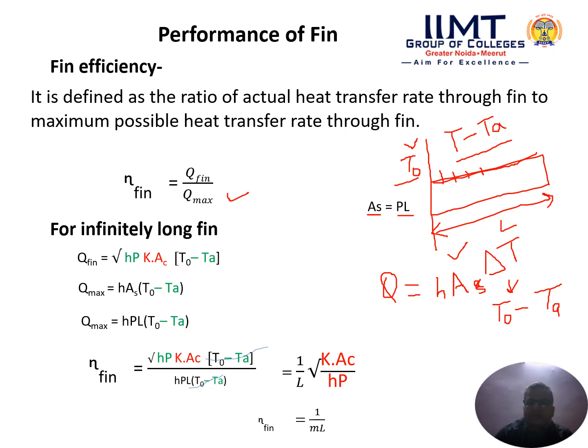We can similarly calculate when the fin is finite long. Okay, in case of finite long, the value of q fin is equal to under root HPKAC into T naught minus TA multiplied by tan hyperbolic ml. Okay, q maximum is same for all three cases. Clear? Then efficiency of fin is equal to 1 upon ml into tan hyperbolic ml. This will be for the case number 2. Similarly, we can easily get the efficiency of fin for case number 3. Okay, next one is what?